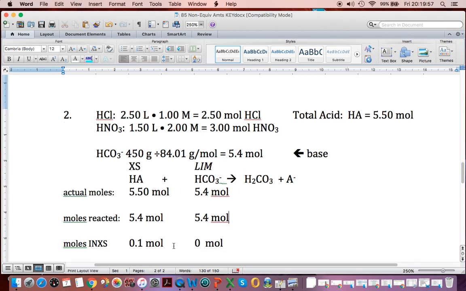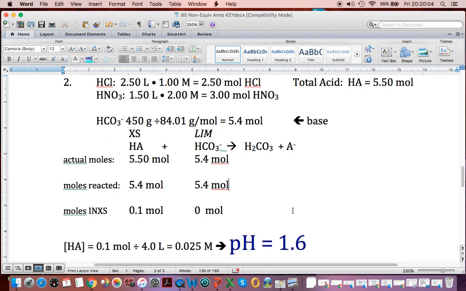We have to divide that by the total volume that we have, which happens to be 2.5 liters plus 1.5 liters. So we divide it by the 4 liters and we get 0.025 M, and we take the minus log of it and we get a pH of 1.6. So even though we're really close in number of moles, it's still strongly acidic. And if we add just a little bit more sodium bicarbonate, it should neutralize and get it to a pH of around 7 fairly soon.